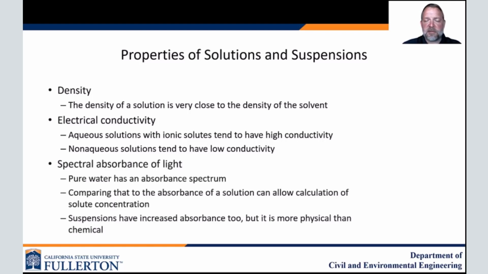And then the spectral absorbance of light. The way that we measure a lot of compounds in the real world is by using either UV or visible light that we pass through a sample. Pure water does have an absorbance spectrum, and if you compare that to the absorbance of a different solution, you can actually calculate the concentration. I was just talking to some students of mine today about using absorption to calculate the concentration of algae in water. You might pass light through and measure how much of the light is absorbed, and that can tell you the chemical concentration.